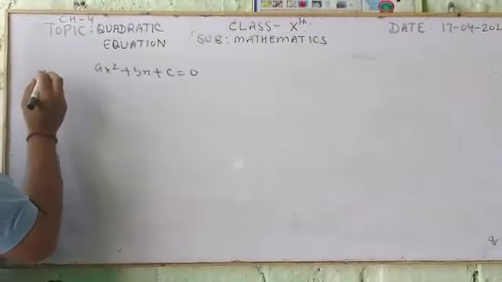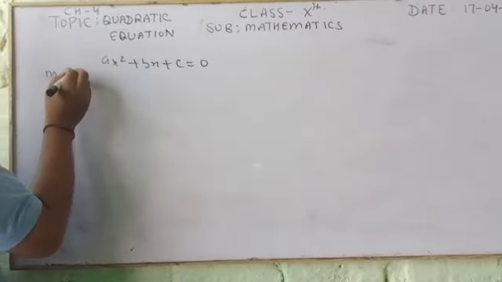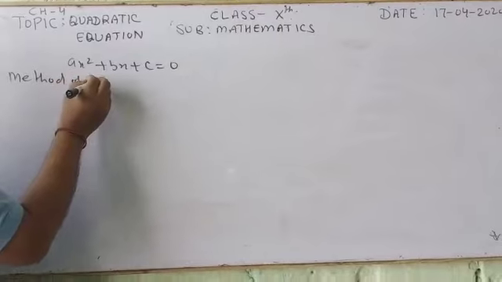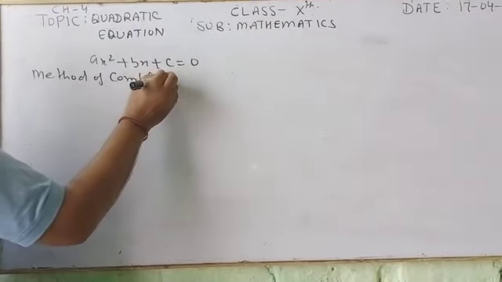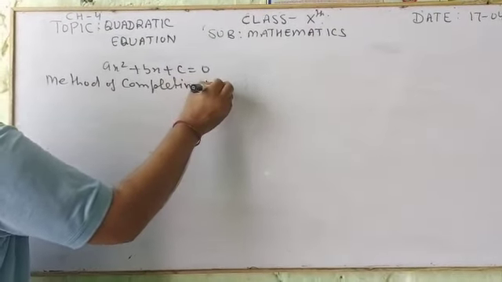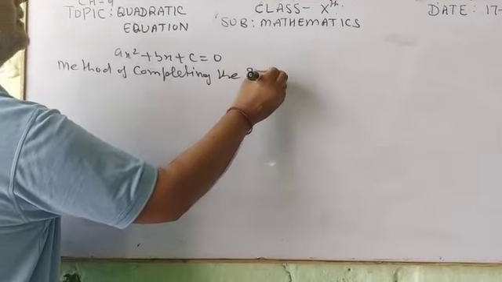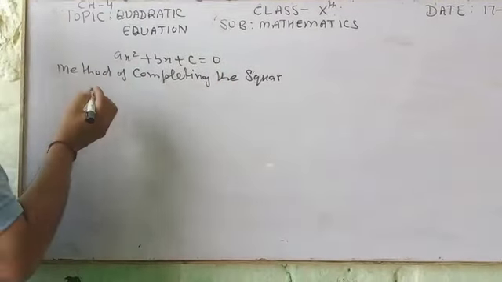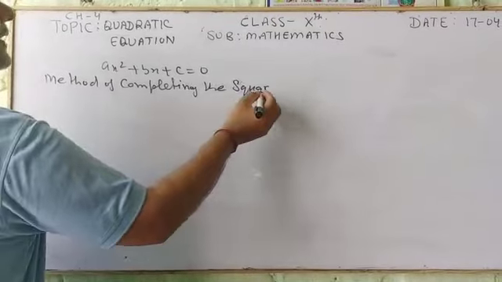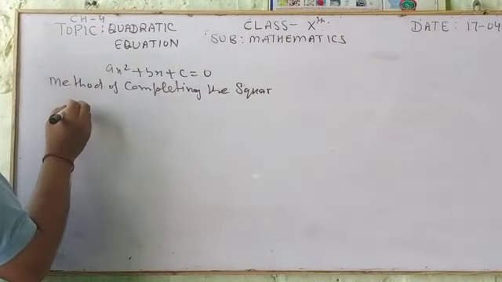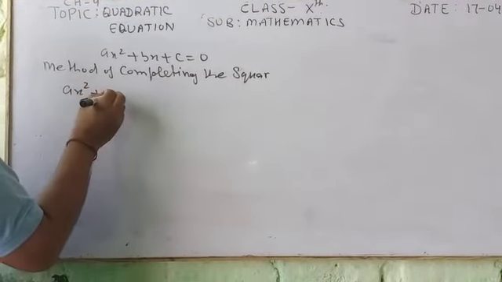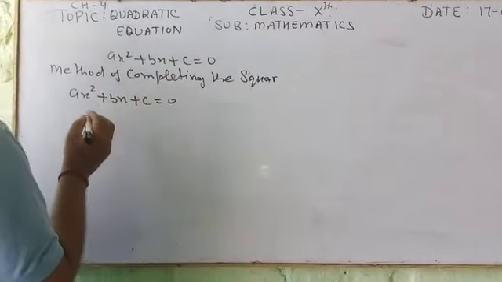Today I am taking the method of completing the square, and we find out the value of x here. So we take the quadratic equation ax square plus bx plus c equal to 0.